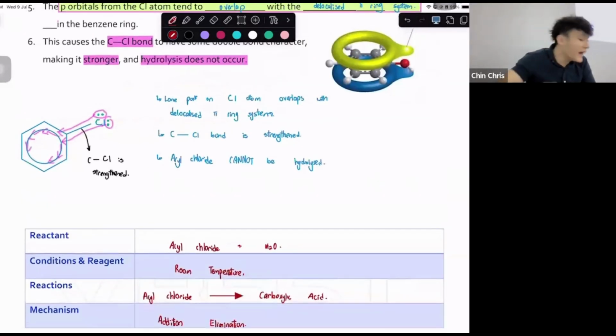So remember, guys, any reaction with acyl chloride is always addition, elimination. Okay? So again, any reaction with acyl chloride is always addition, elimination. As long as you have acyl chloride, it's always addition, elimination. Okay?